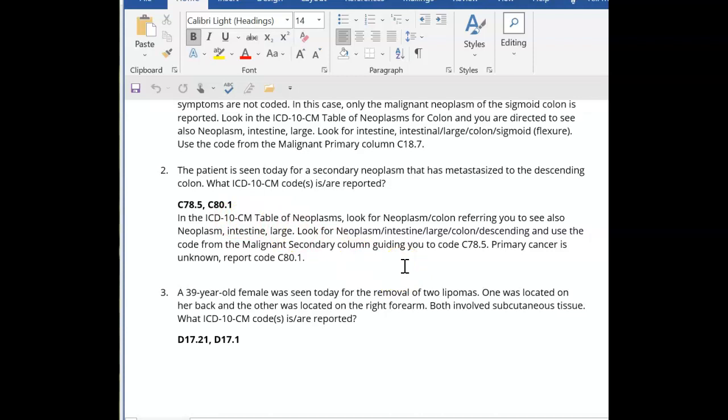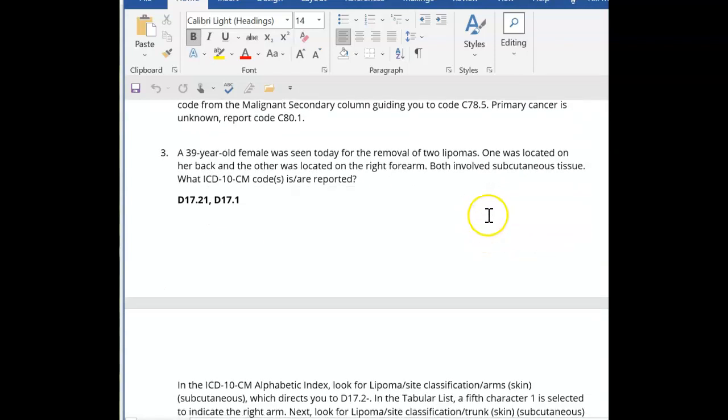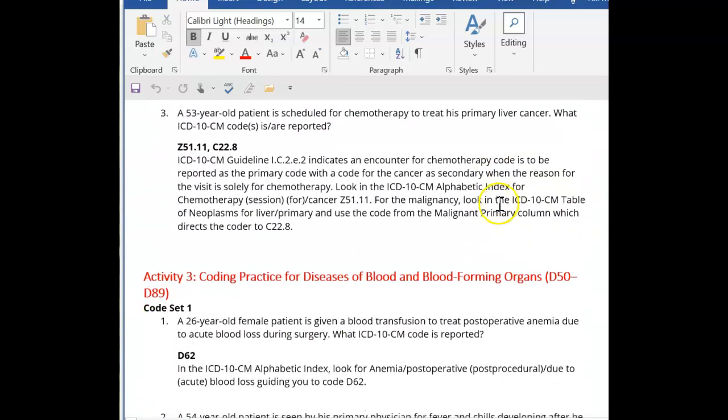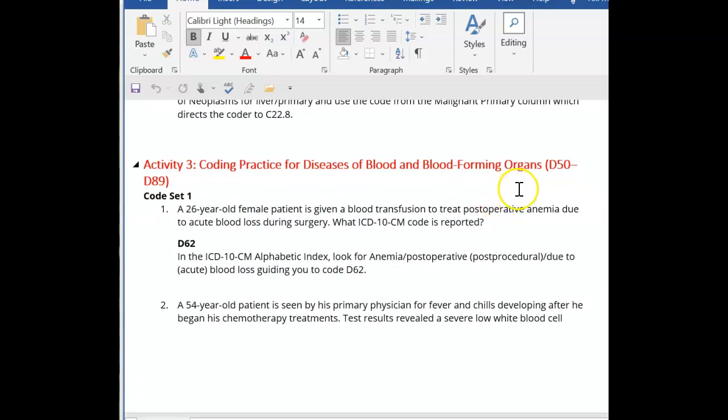The primary cancer is unknown. So whenever they do not know where it metastasized from or metastasized to, they throw in a code there so that we know that there was a primary and a secondary. Once again, this isn't something that you will need to know, but I just wanted to explain the rationale. All right, so let's go ahead and move to activity 3.